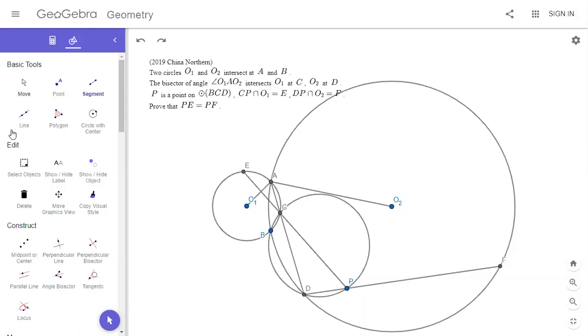Yeah, if E, A, and F are collinear, then it seems like it. Let's suppose they were collinear. Would the problem be easy to finish off? Actually, that's equivalent to what we're trying to do. So basically, PE equals PF is equivalent to E, A, and F being collinear.